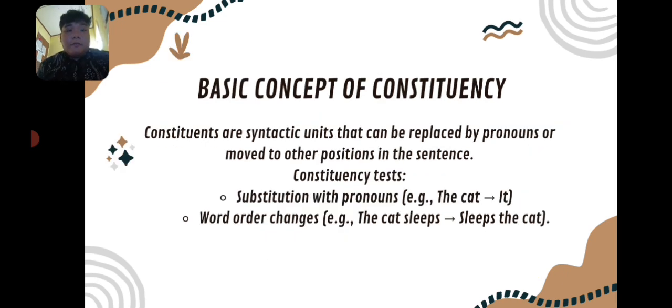Basic concept of constituency. Constituents are syntactic units that can be replaced by pronouns or moved to other positions in the sentence. Constituency tests: substitute with pronouns, for example, "the cat" into "it." And word order changes, for example, "the cat sleeps" into "sleeps the cat."